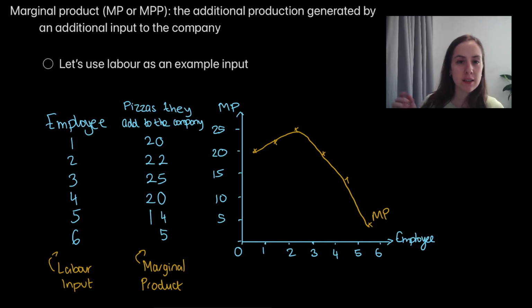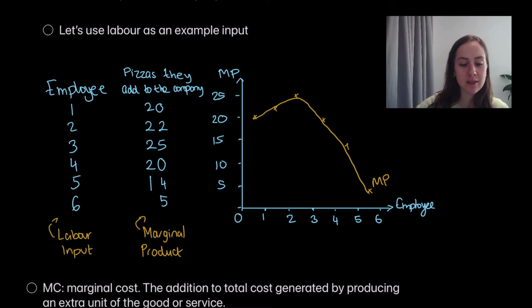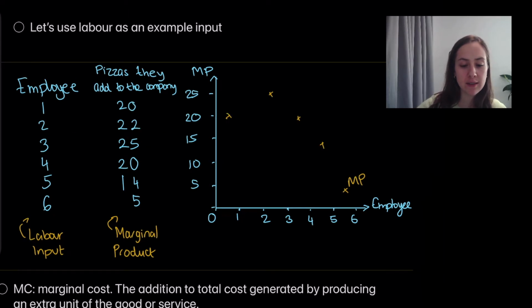Marginal product, you might see it summarized as MP. You could also see it summarized as MPP, and it means the additional product generated by an additional input to the company. I'm going to use just labor, a really simple example. There are 6 employees in this company, and it's a pizza company. They're making pizzas, and the first employee adds 20 pizzas to the business. The second employee adds a little tiny bit more, 22.